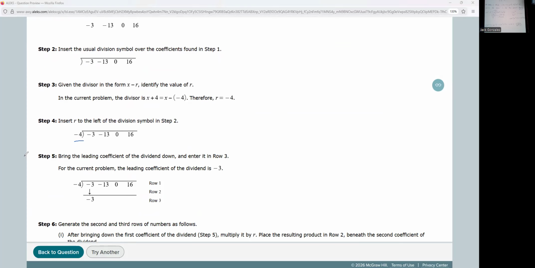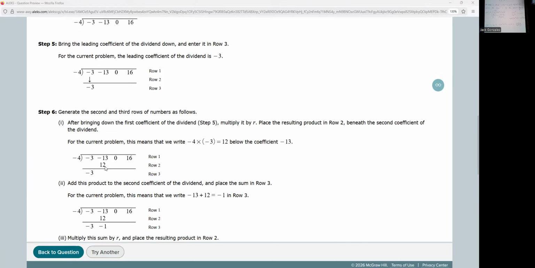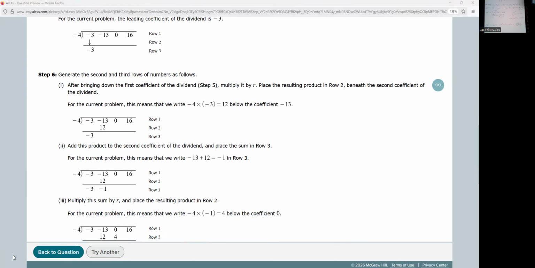So once that's done, you can start the process. So first thing, bring the -3 down, like we said earlier. And then -3 times -4, right, gives me 12. So that's the next step. So they got the 12. Add them up, you get a 1 or a -1, right? Right here. Now start over, -4.